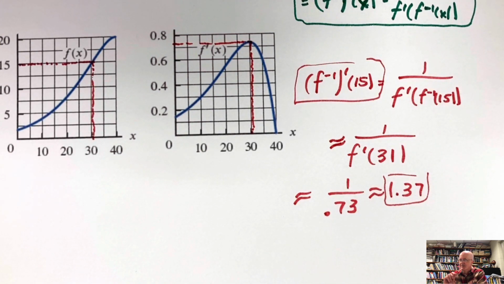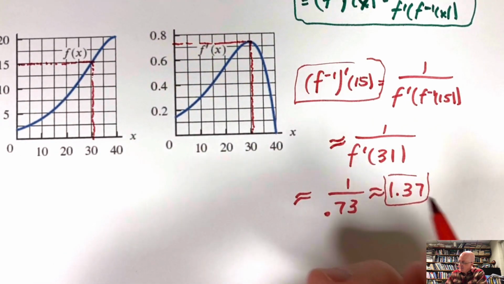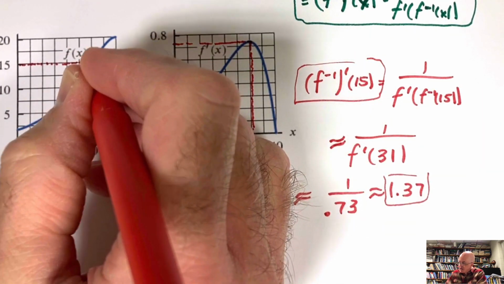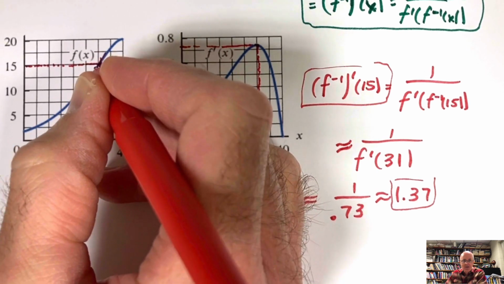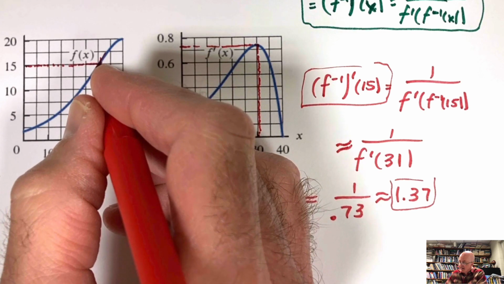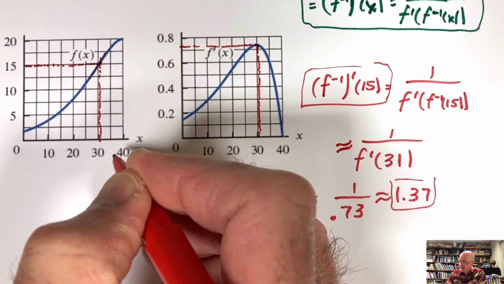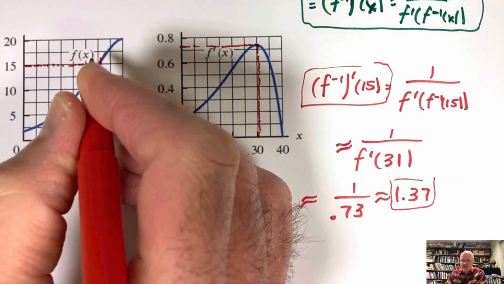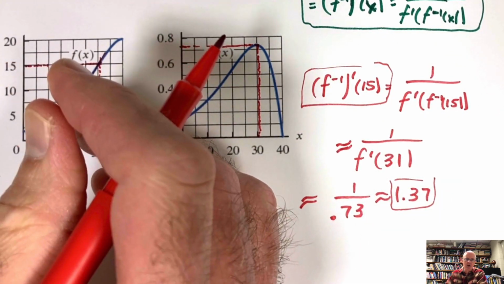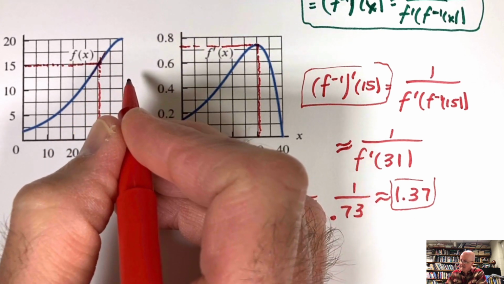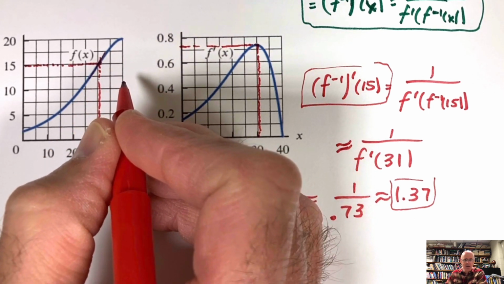Yes, but sort of in a tricky way here. F prime of 31 is the slope of this tangent line. It's rise over run, delta y over delta x. It's close to 0.73. Doesn't look like it because the scales are off. This derivative, being the reciprocal of that, is sort of like the reciprocal slope, you might say. Instead of change in y over change in x, delta y over delta x, it's delta x over delta y.